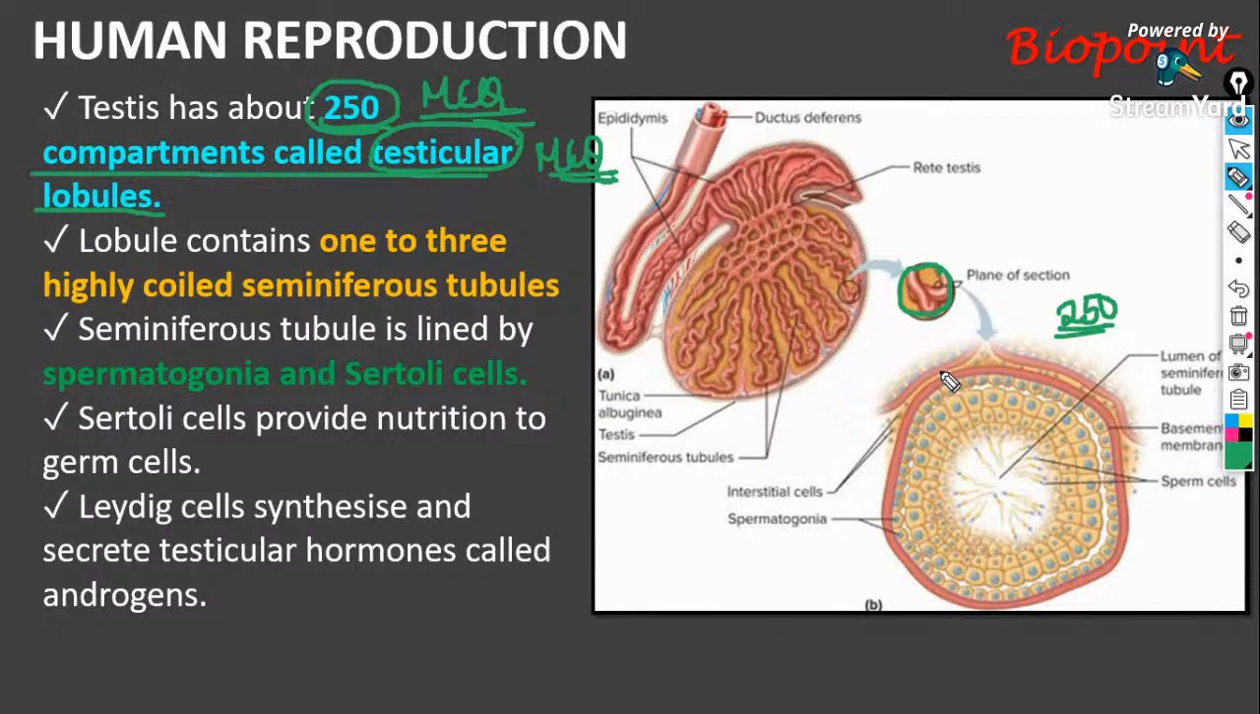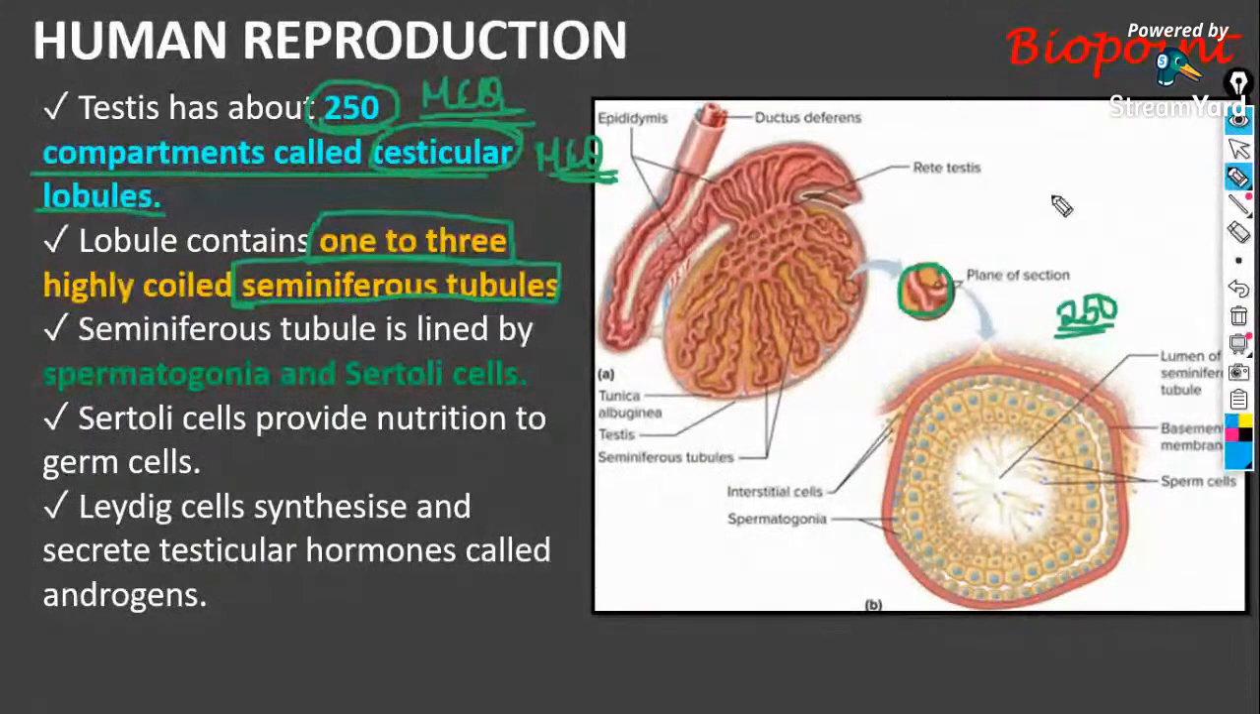So listen. Yes, Abhijit, the answer to your question is no. It will not get varied. In every person who has a healthy, normally functioning testis, there are 250 compartments, known as testicular lobules. This particular testicular lobule contains 1 to 3 highly coiled structures called seminiferous tubules.